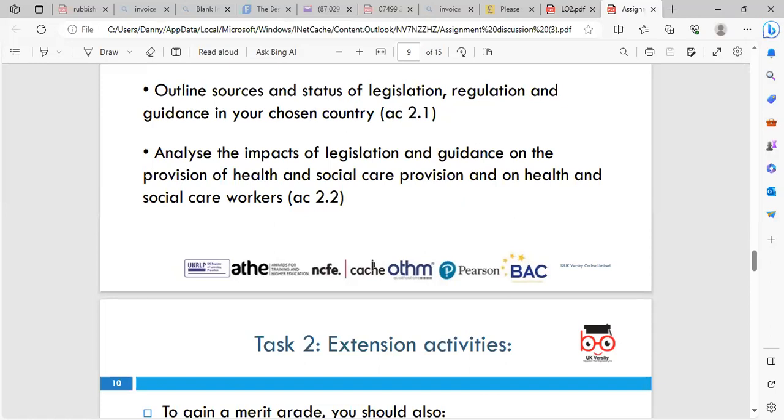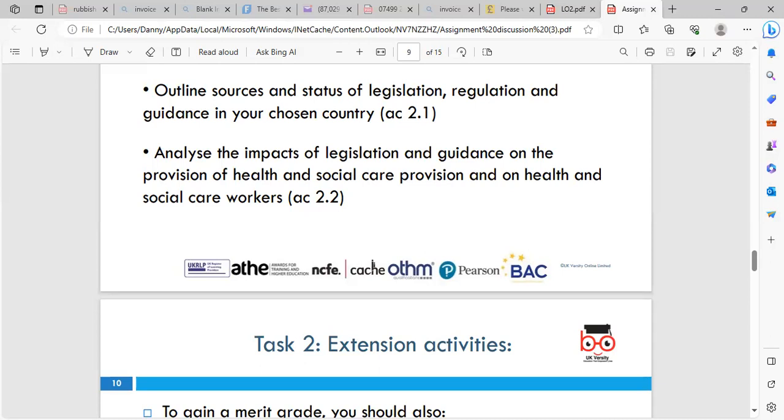What is the state of those regulations? So it could be the CQC. Where do they derive their strength or their power from? You talk about this, because the CQC regulates and inspects. We can also talk about some of the regulators for the professionals: the GMC, the NMC, and the HCPC.